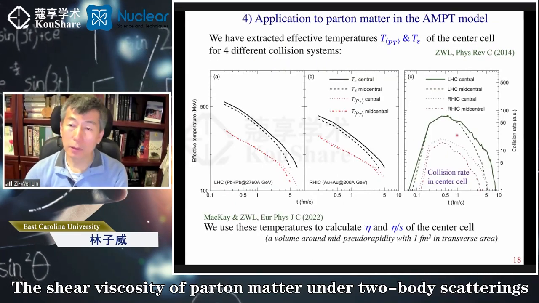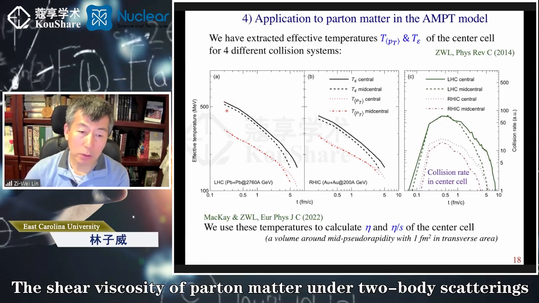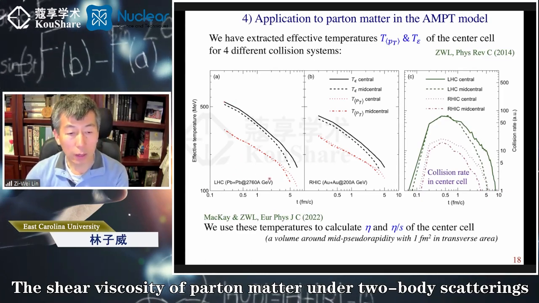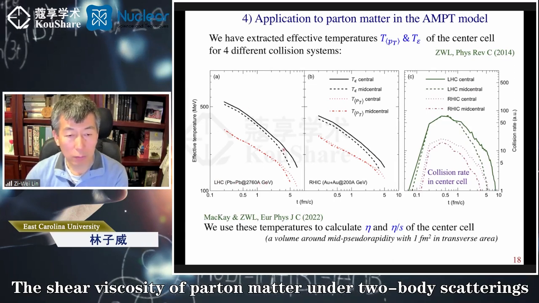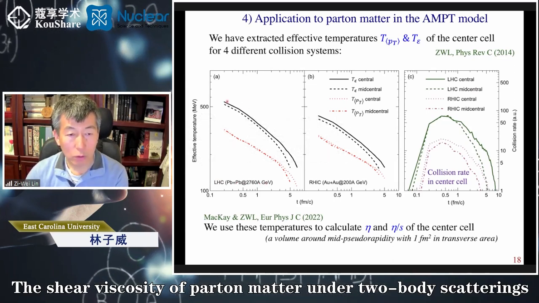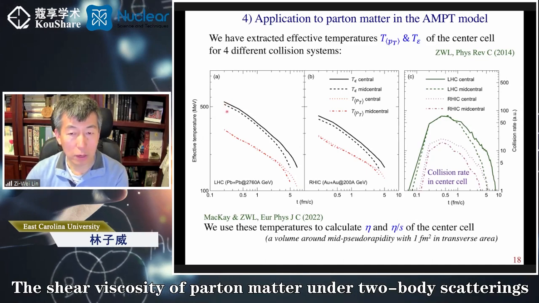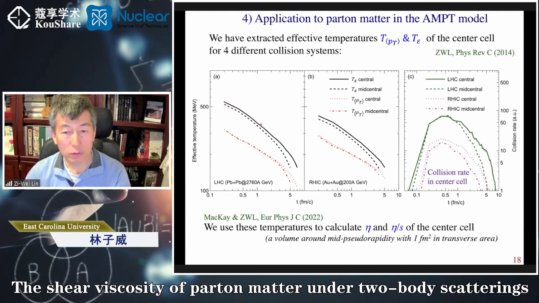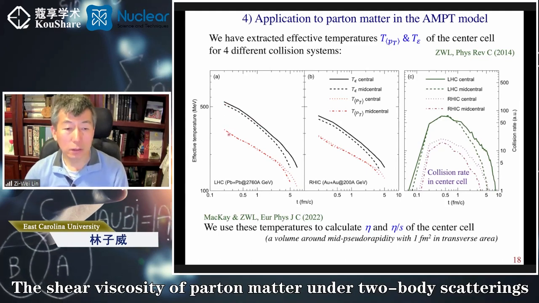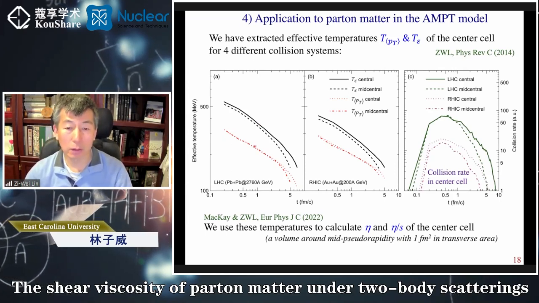And then in that study, we have extracted the effective temperatures for lead-lead collisions at LHC of this energy versus time for central collisions or mid-central collisions. And the black line is the temperature extracted from the energy density, and the red line is the temperature extracted from the mean pT of the partons.